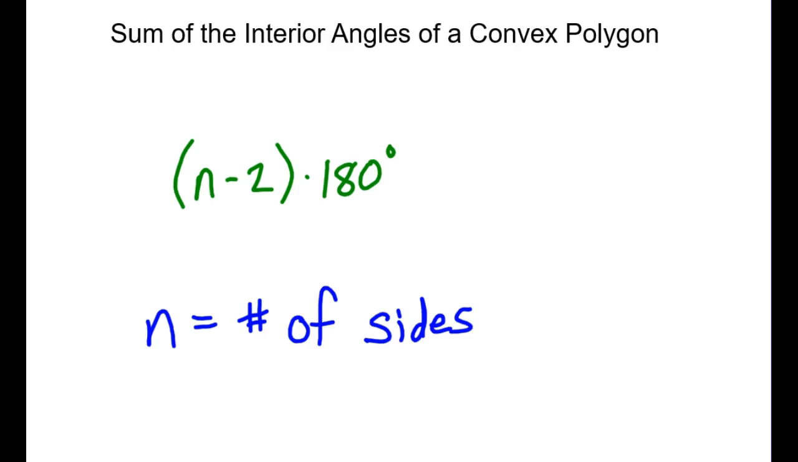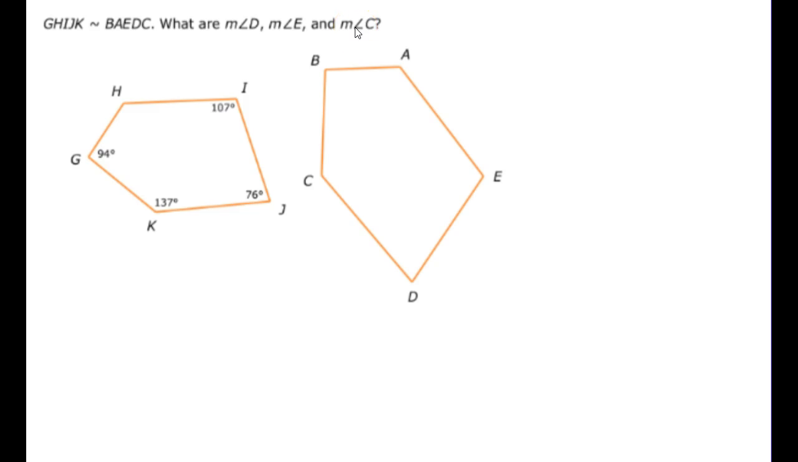Next, we are going to talk about the sum of the interior angles of a convex polygon. If we take n minus 2 times 180 degrees, that's going to give us the total sum of all of the interior angles of a convex polygon, where n stands for the number of sides of the polygon. In this example, we're told that pentagon GHIJK is similar to pentagon BAEDC. We want to determine the measure of angle D, angle E, and angle C.